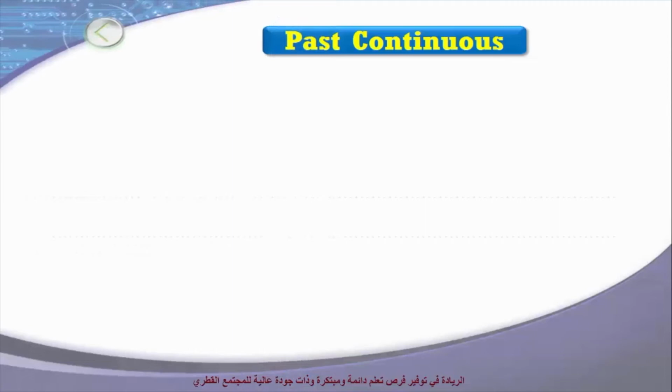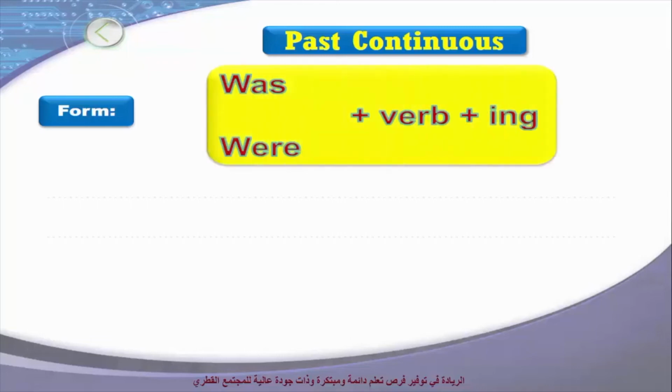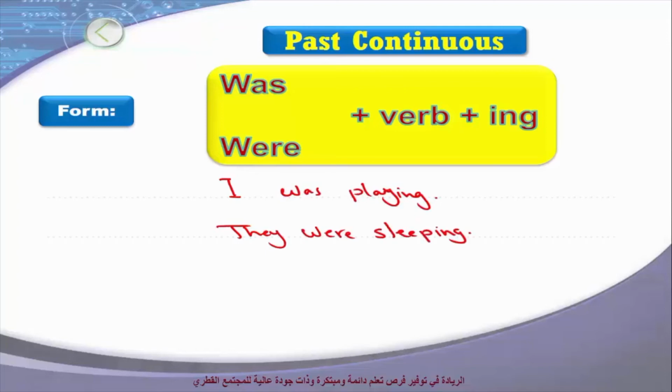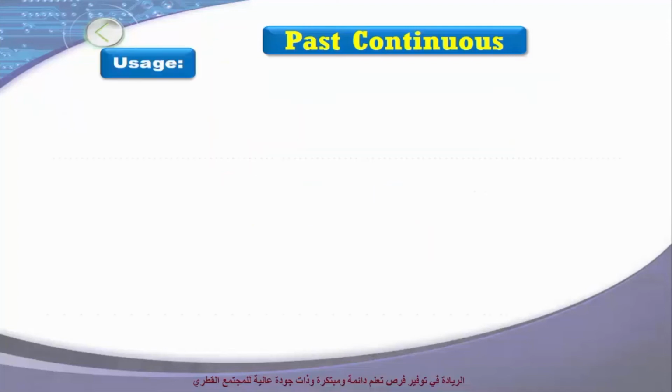The past continuous is simply formed by just using the past form of verb to be, which is was, were, plus the verb plus ing. So, I was playing, or they were sleeping. But what are the usages of the past continuous? The past continuous is mainly used in four main usages.